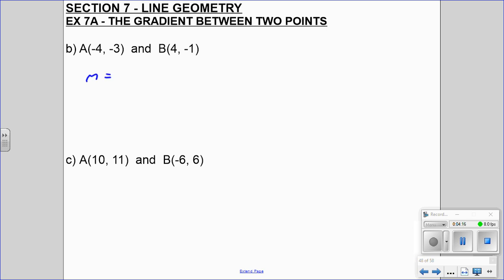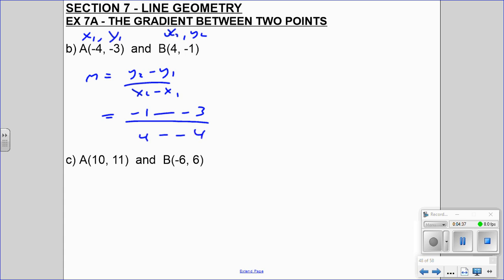So, quote the formula. m is y2 take y1 over x2 take x1. Just out of convenience, I'm always going to label this one our x2 y2 and our x1 y1, okay? So just follow the formula. So y2 is minus 1 minus y1 is minus 3, over 4 take 4. So our gradient is minus 1 plus 3 is 2, all over 8, so it's 1/4 simplified down. And remember what that means? For every 1 increase in x, our y will increase by 1/4.